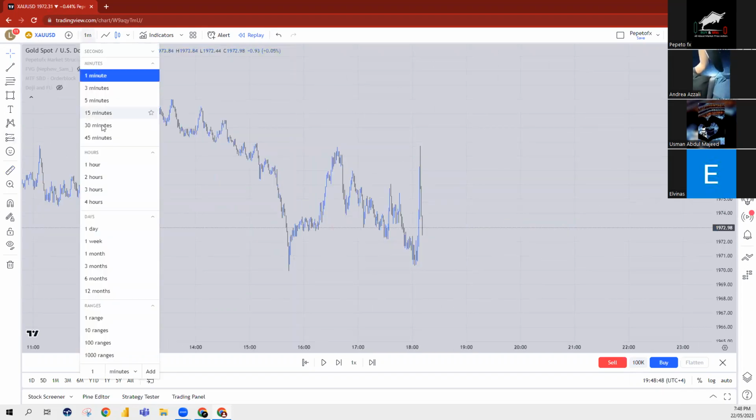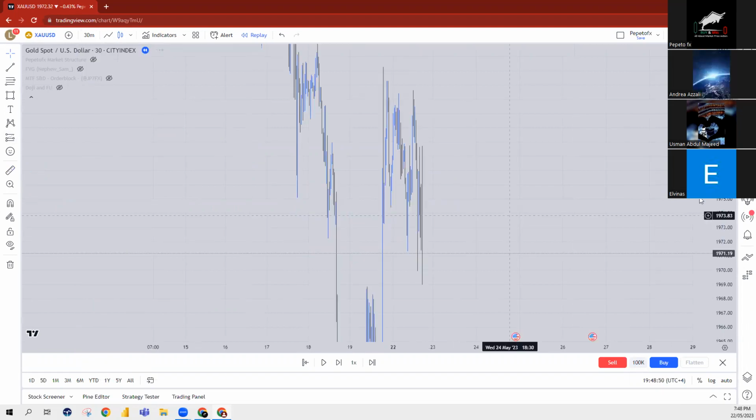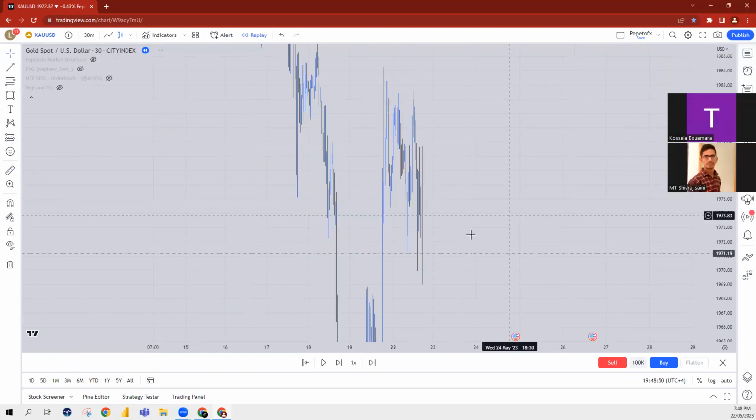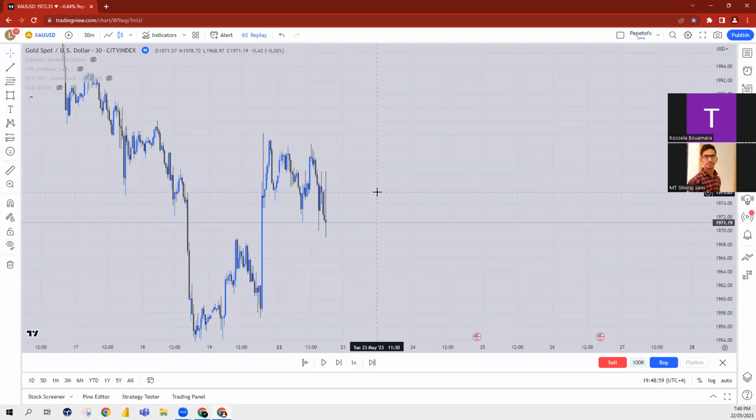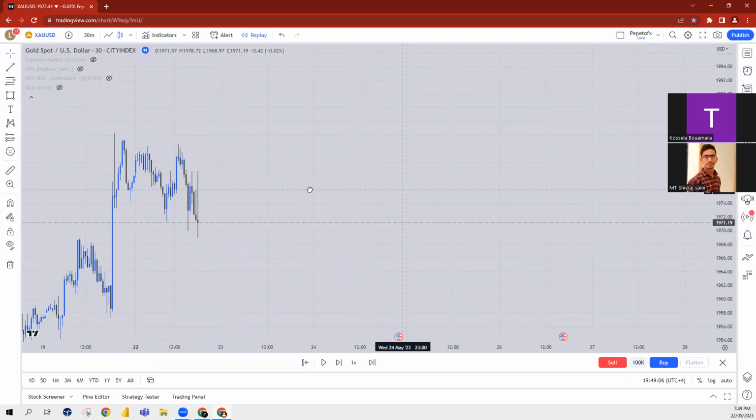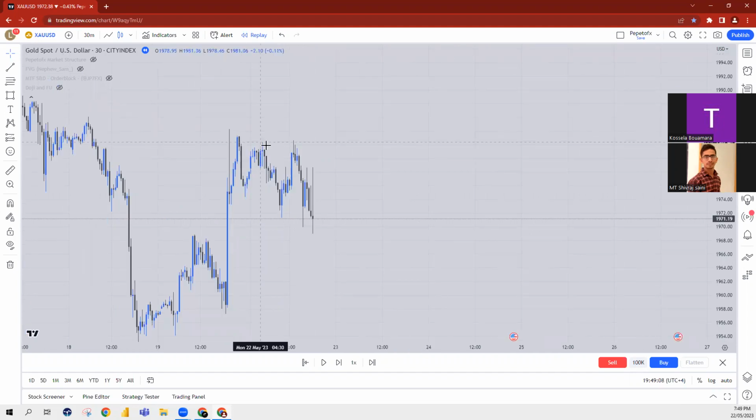So now tell me how you lost the trade. Let me see. I'm driving right now, so I cannot post it. But it was on M30. And it was before the huge spike that we have on the upside.